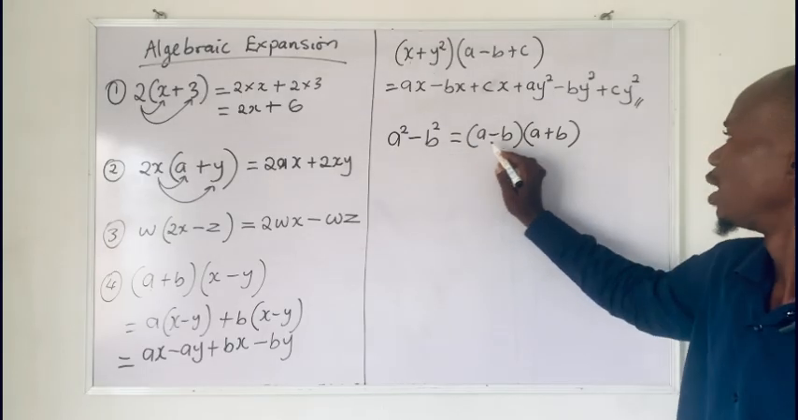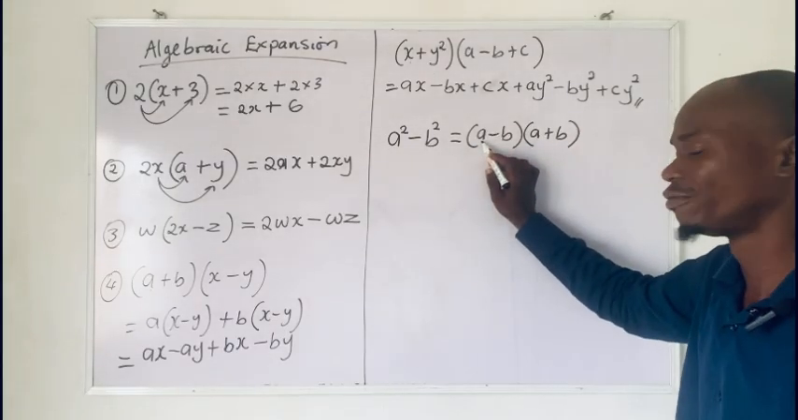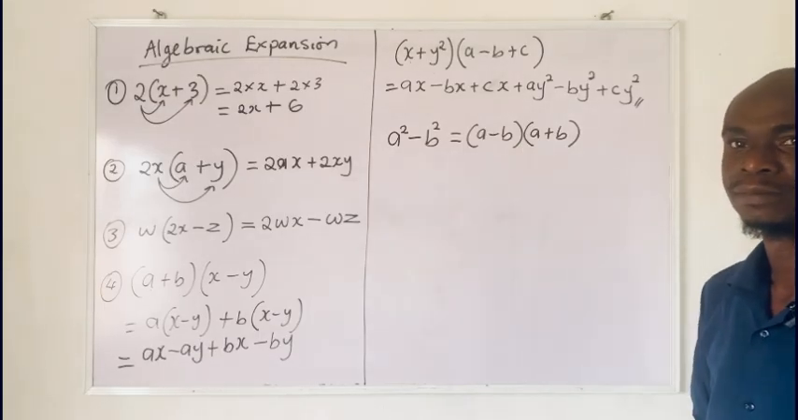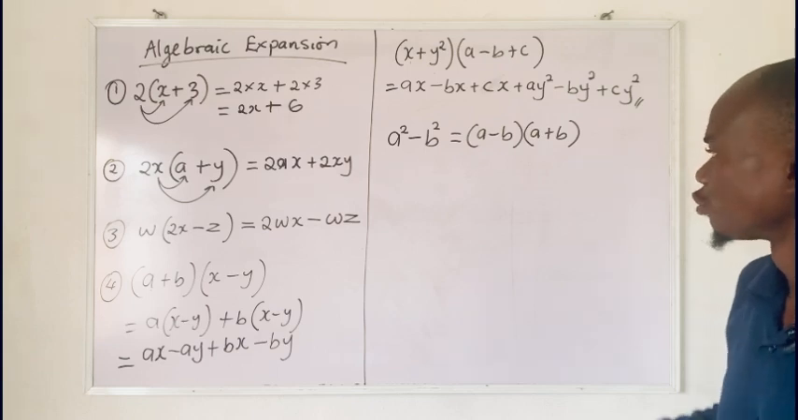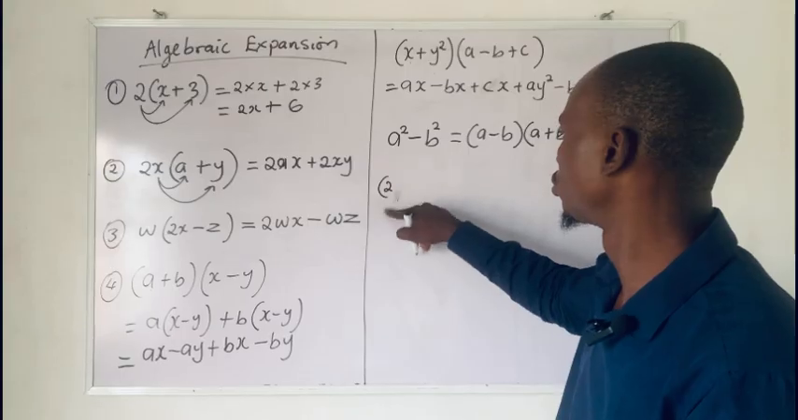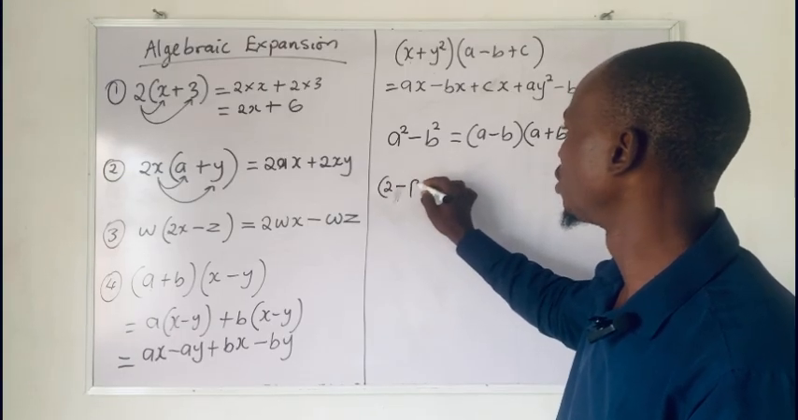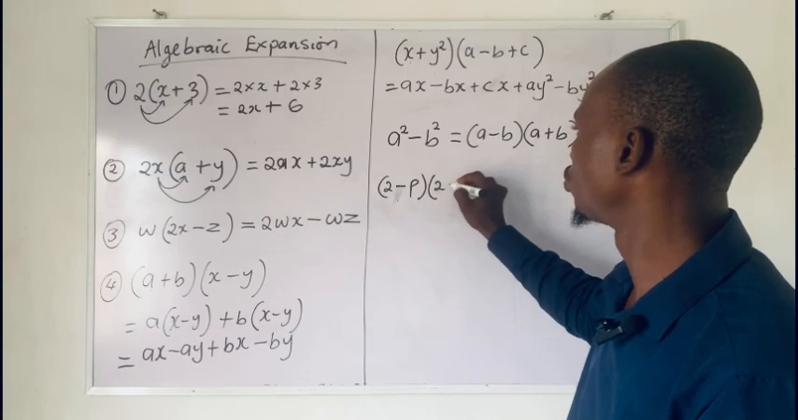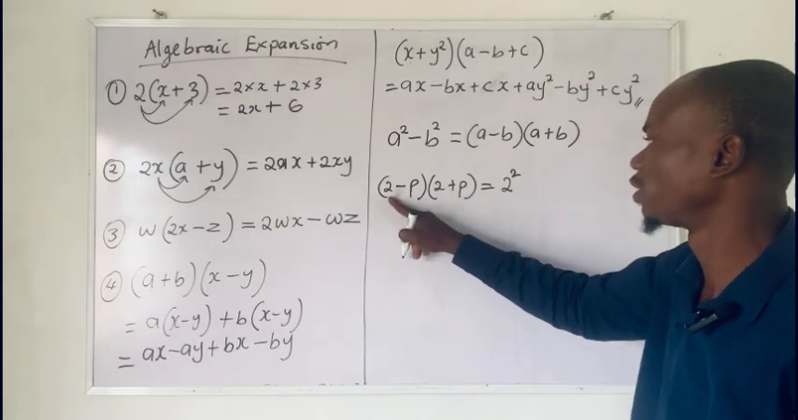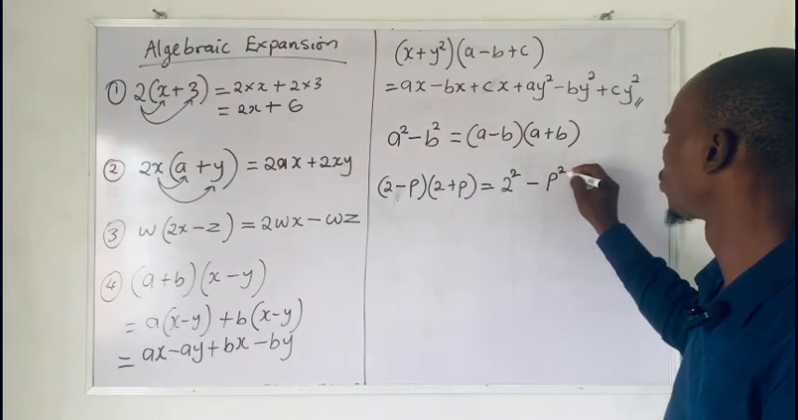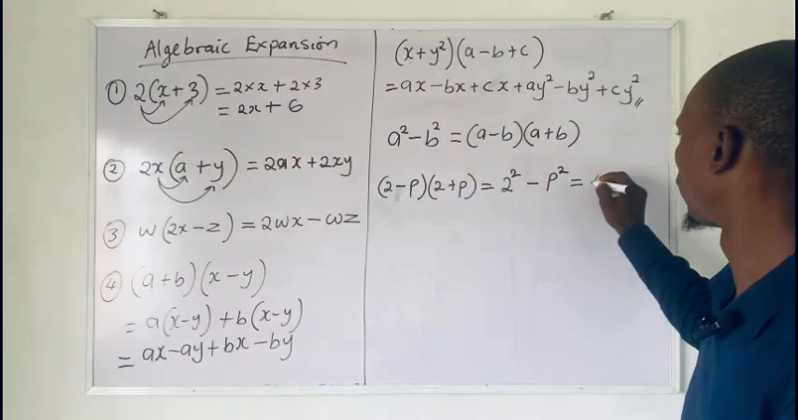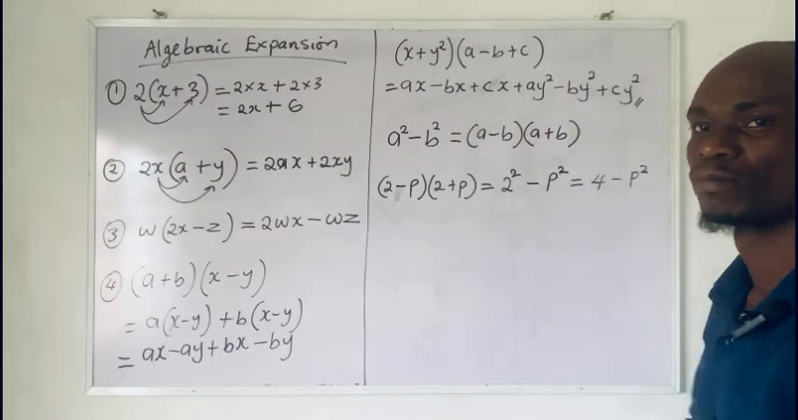So with that, anytime I have a situation like this, I just need to square the first minus square the second to get my answer. That's what difference of two squares means. For example, 2 minus p times 2 plus p is the same thing as 2 squared, the first, minus p squared, the second. So I will end up having 2 squared is 4, minus p squared.